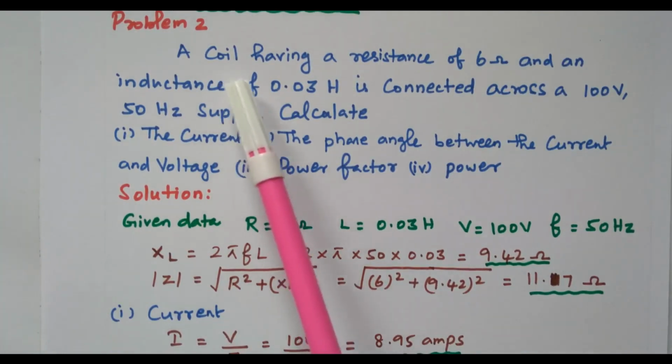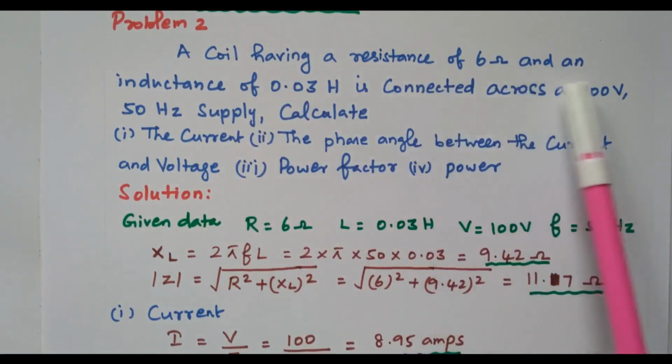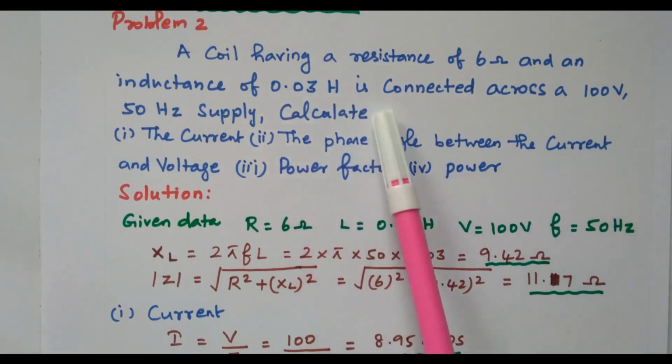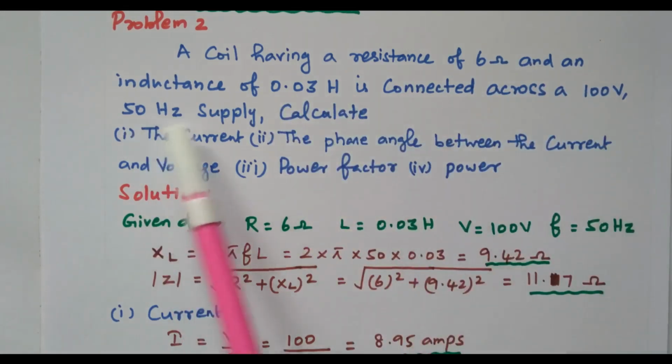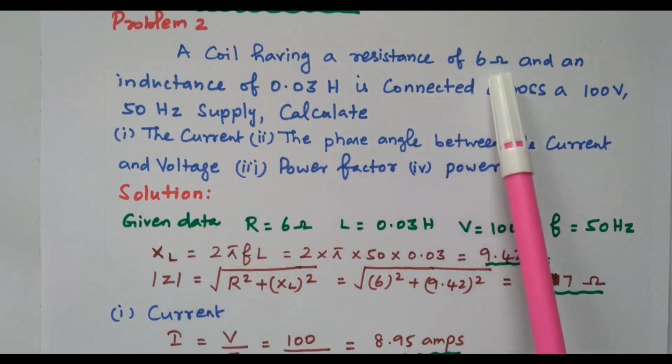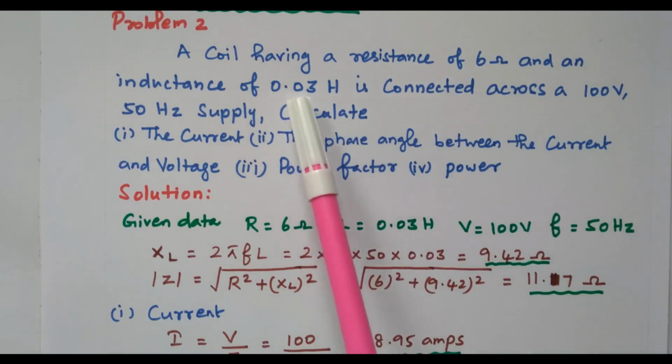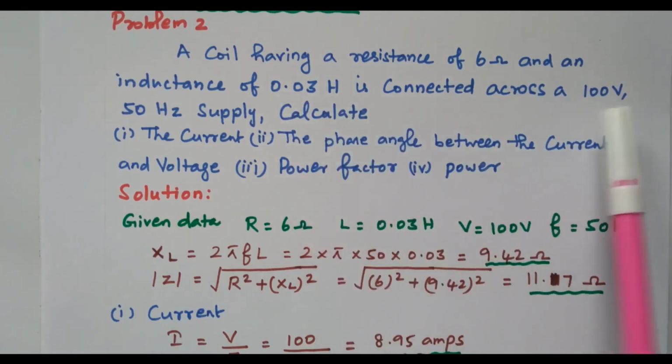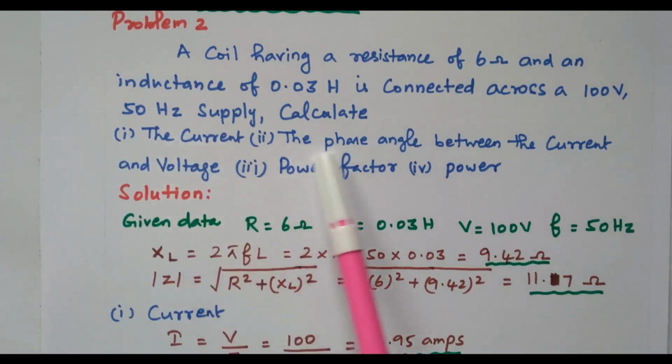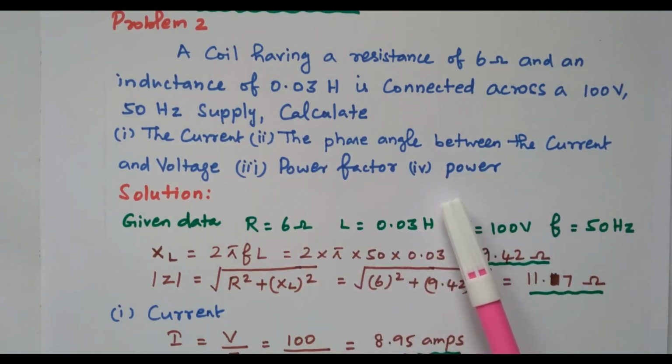The second problem: a coil having resistance of 6 ohm and inductance of 0.03 Henry is connected across a 100 volt 50 Hz supply. We need to calculate the current, phase angle between current and voltage, power factor and power. So by analyzing the given data, R is 6 ohm, L is 0.03 Henry, voltage is 100 volt, the frequency is 50 Hz.